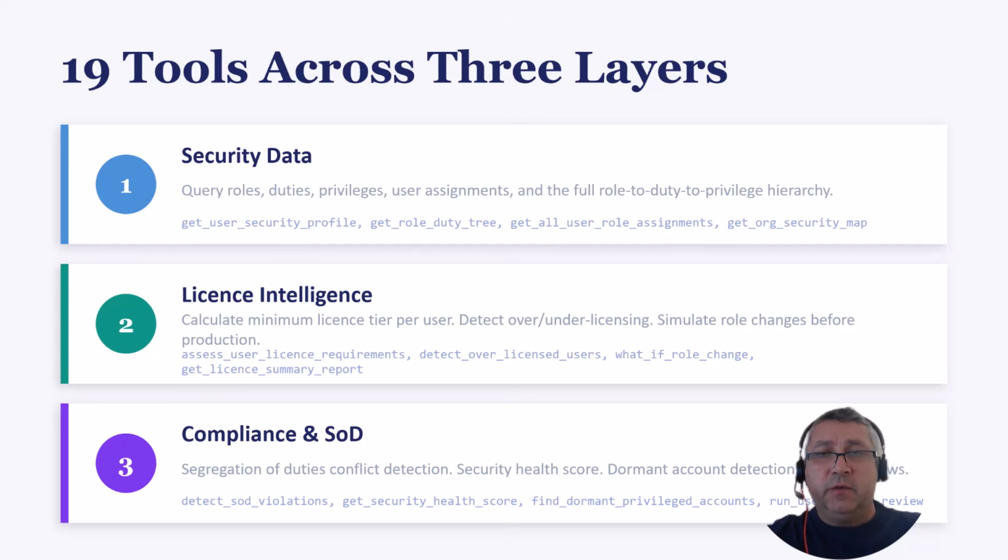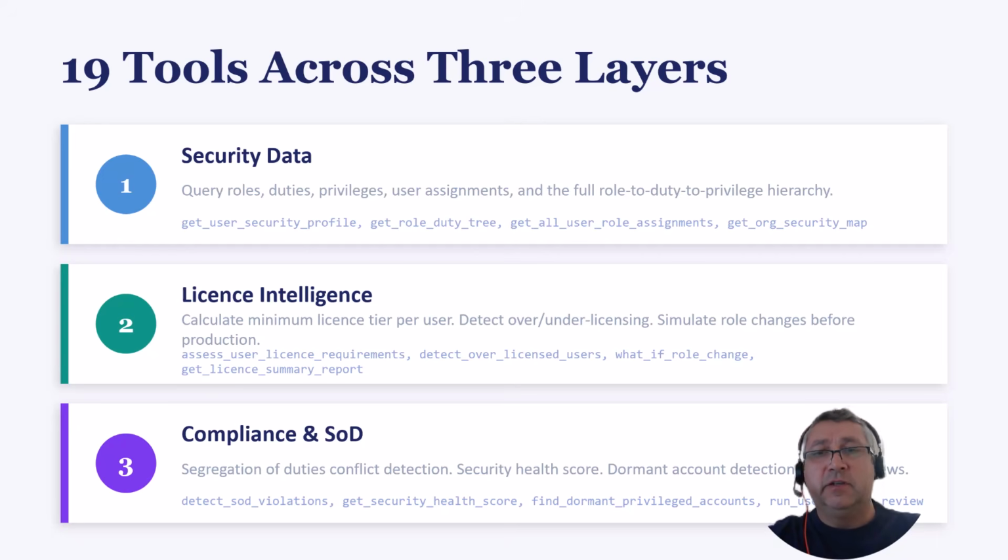On the second layer, we have a number of license-related tools. They can help you calculate the minimum required license tier for every user based on their actual role assignments. It can detect who is over-licensed, who is under-licensed. It can simulate what happens before you make a change.